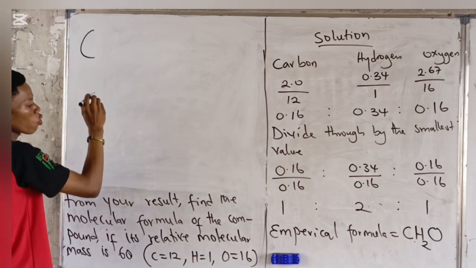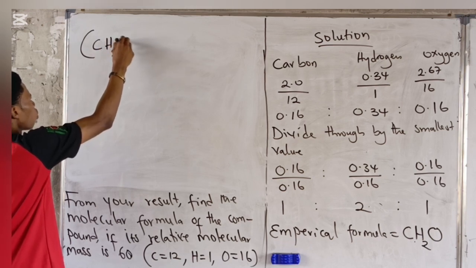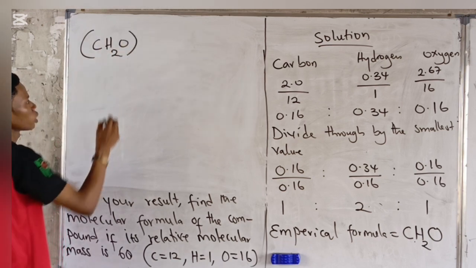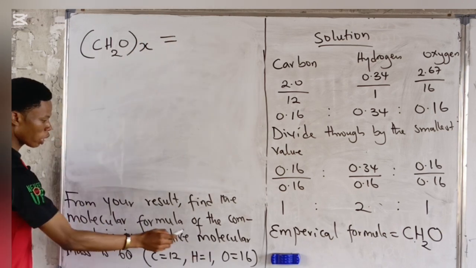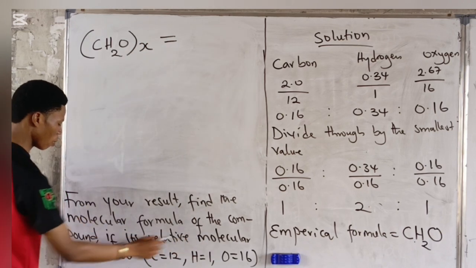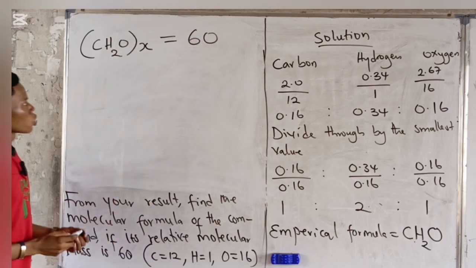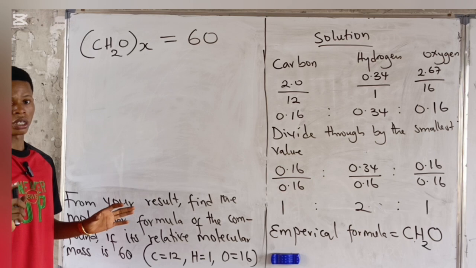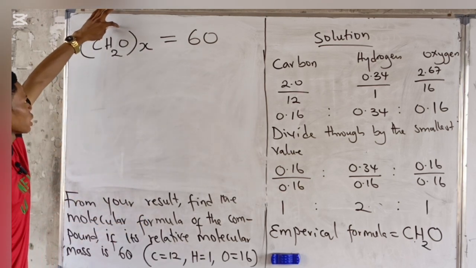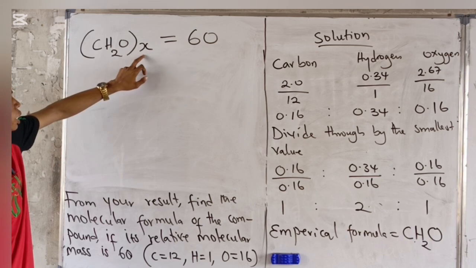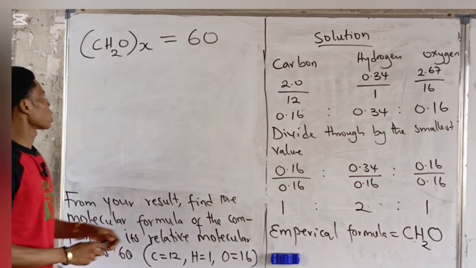Write out the empirical formula in brackets, and we've gotten the empirical formula CH2O. Then put X outside that, equal to the molecular mass we're given. We're given the relative molecular mass of the compound as 60, so equal to 60. So that's the first step in calculating the molecular formula. First, write the empirical formula in brackets, then bring X outside the brackets, equate it to the relative molecular mass.